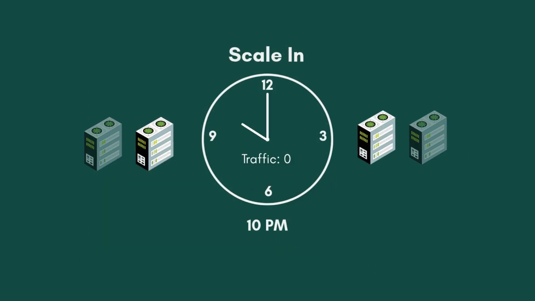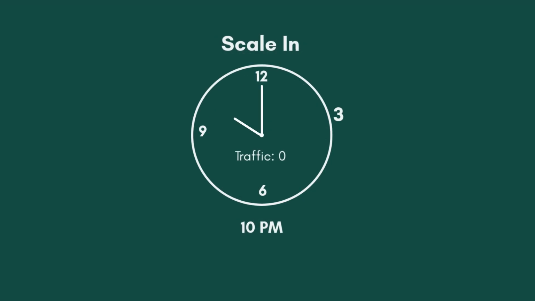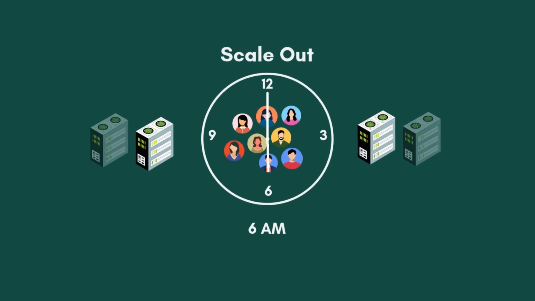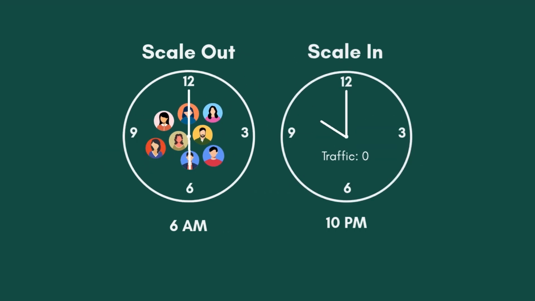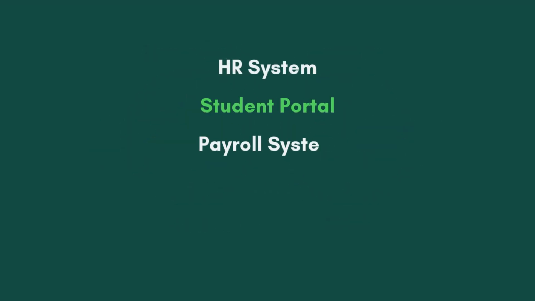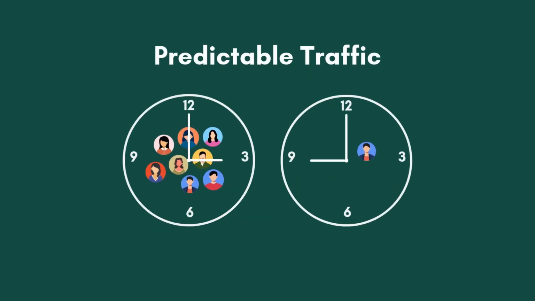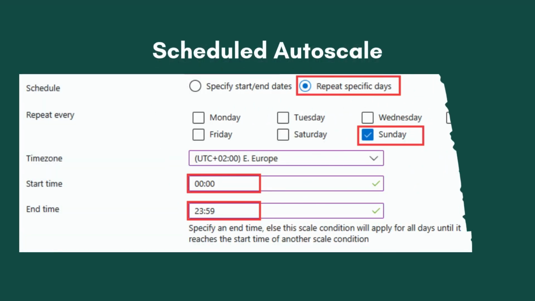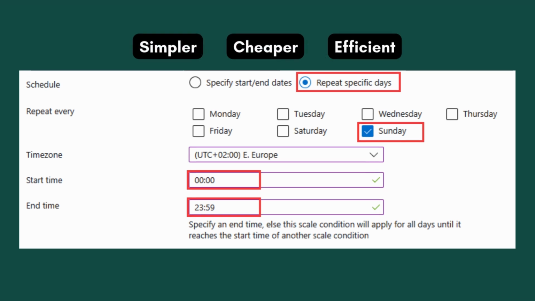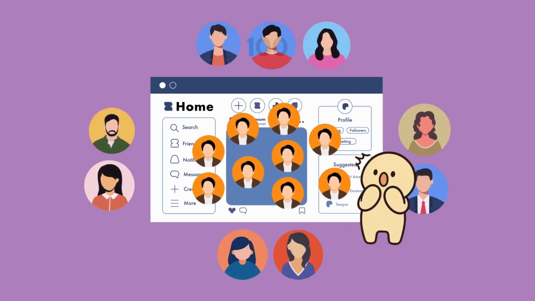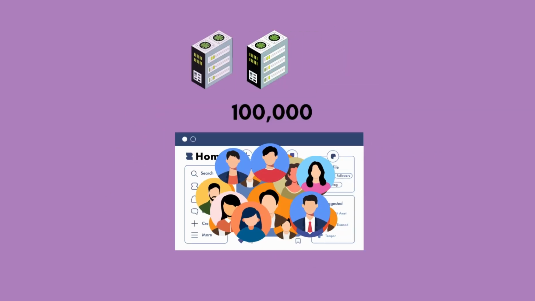In that case, you can schedule the system to scale in automatically at night and scale out again before opening hours. The same idea applies to internal employee systems that are heavily used during business hours, but sit mostly idle overnight. When usage patterns are predictable, scheduled scaling can be simpler, cheaper, and more efficient than relying entirely on reactive metrics. So, scaling is about supporting business growth in the simplest way possible.